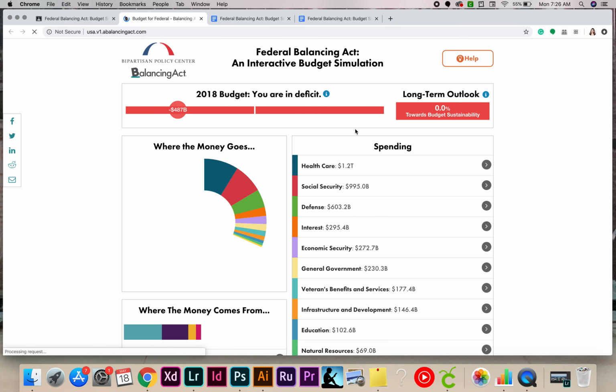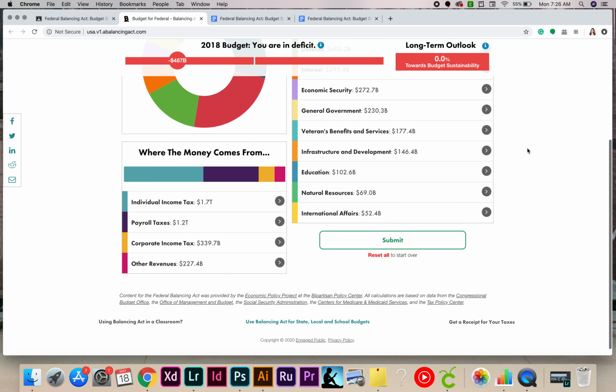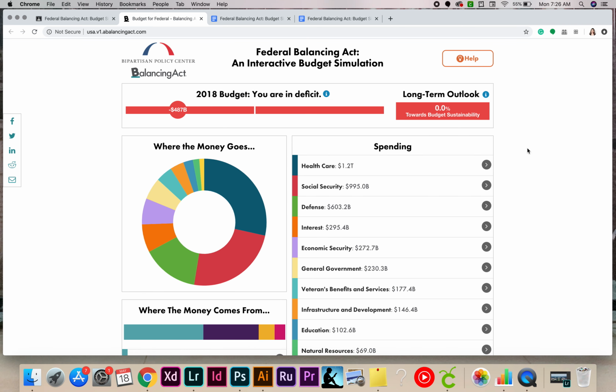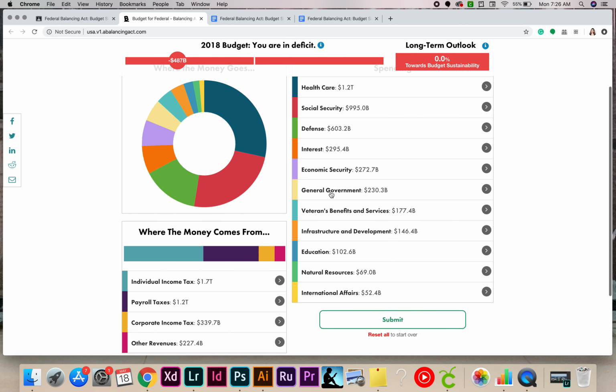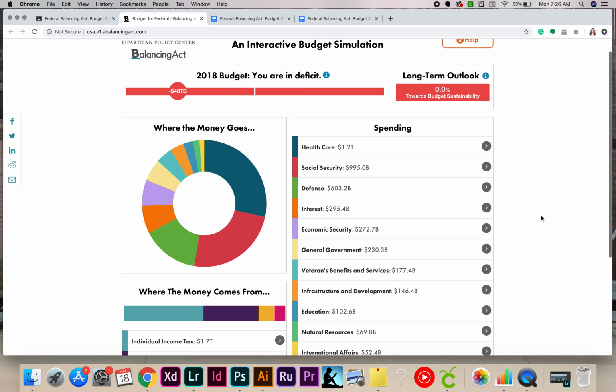And then you'll open up this link. And so this is an example, if you had your own budget for the government, what would it look like? So basically, these are our revenues. This is where the government gets its money. And then these are the expenditures. This is where we spend it.